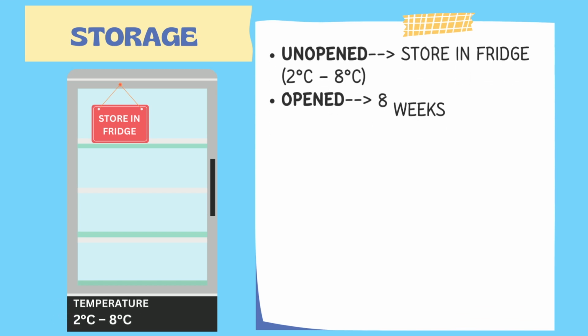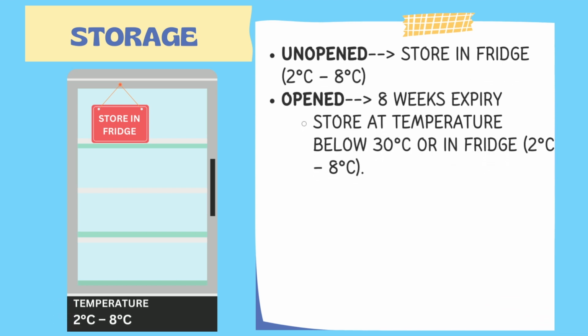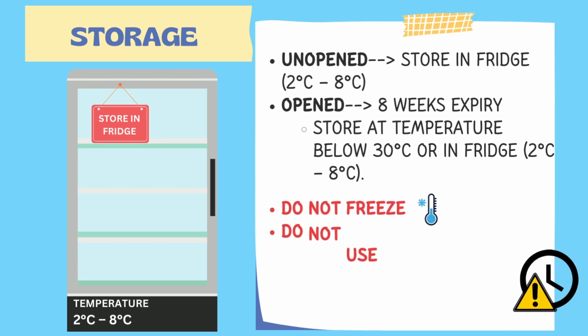Alright, so let's move on to storage. So how do we store Ozempic or semaglutide? It's very important that it's stored in the fridge. An unopened box should be stored in the fridge between 2 to 8 degrees Celsius. Once it's opened, or when the person starts using it, there is an 8-week expiry. Again, when it's opened, it can be stored at room temperature or below 30 degrees Celsius, or it can be put in the fridge and stored between 2 to 8 degrees Celsius. And finally, do not freeze and do not use after the expiry date.